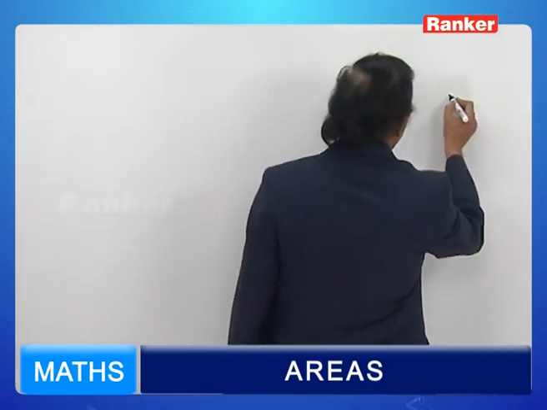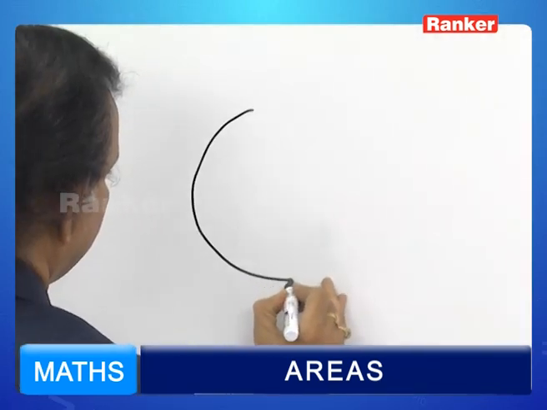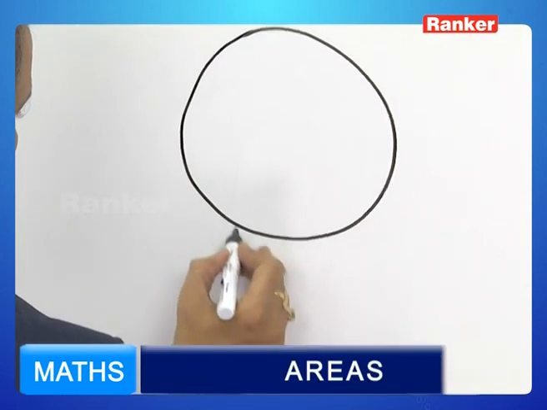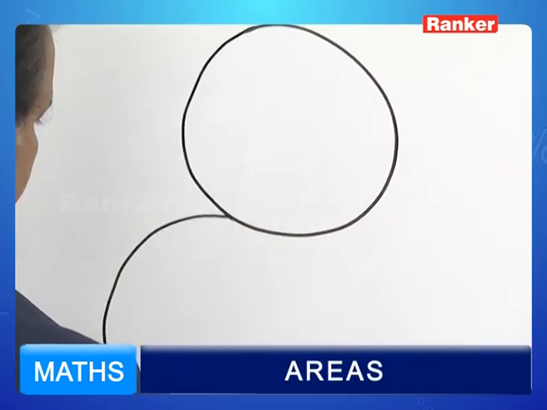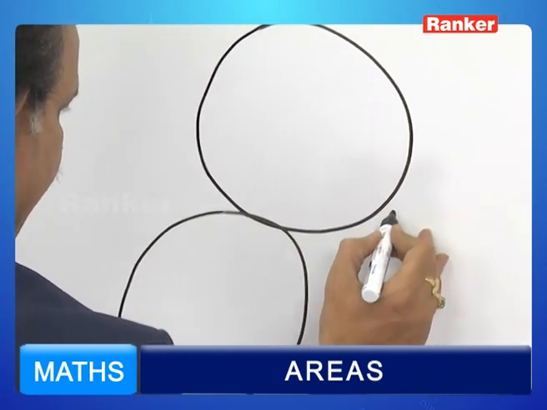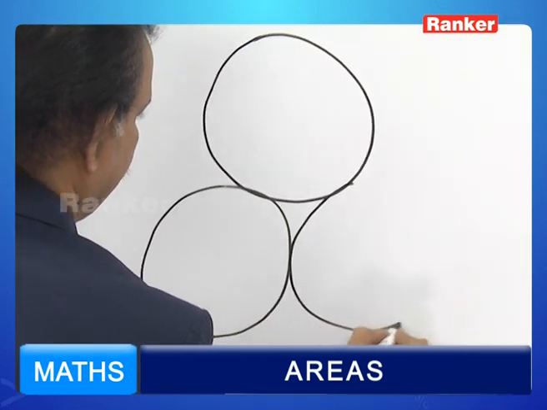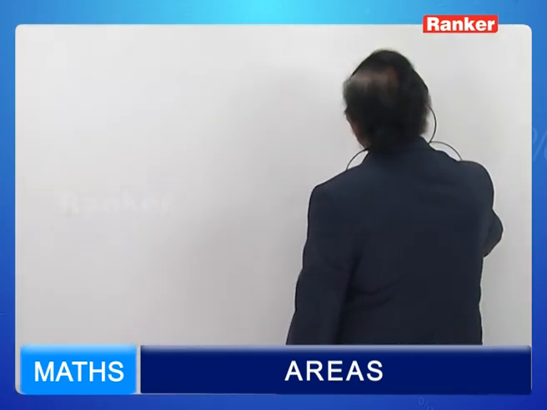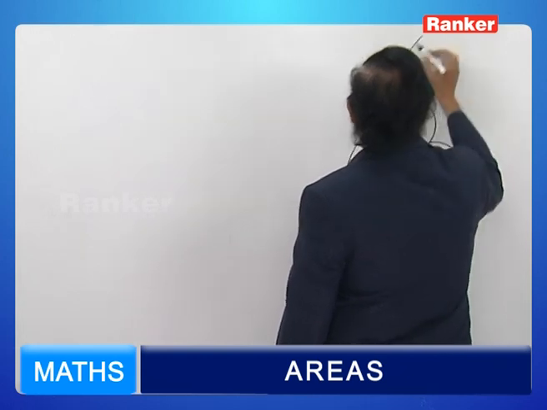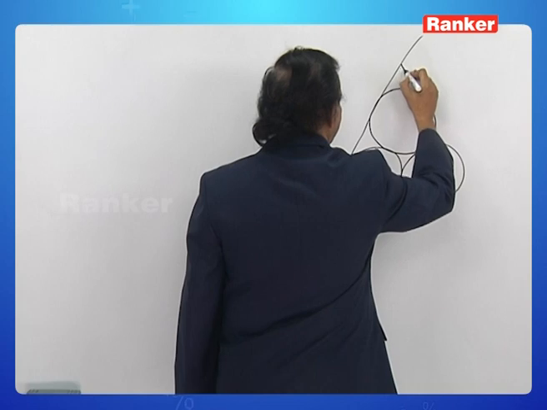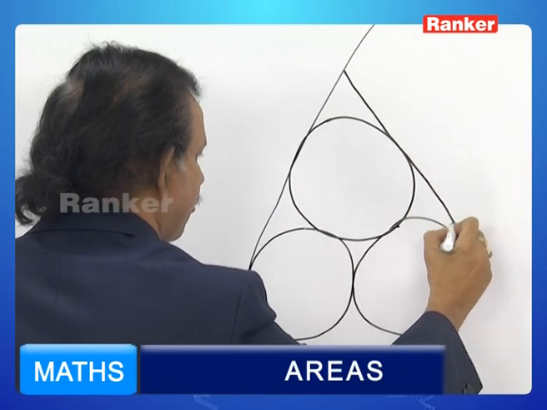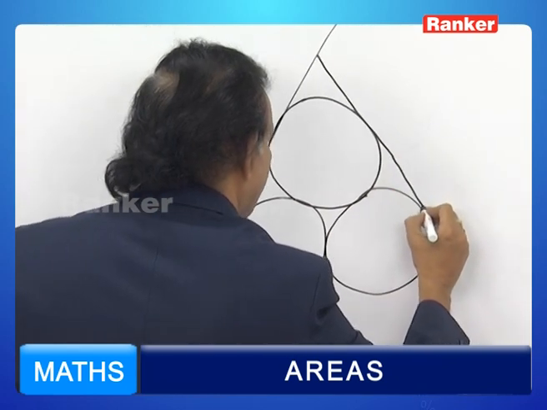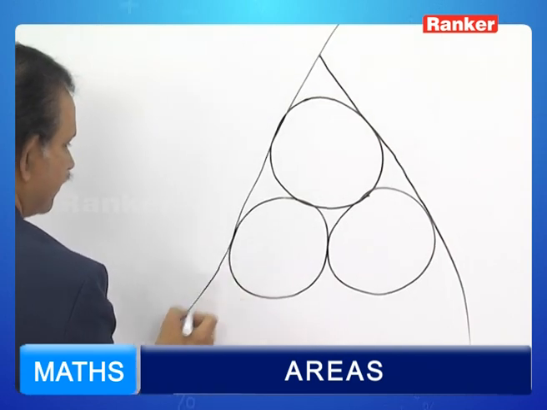Okay, let us try to draw. This is 1 coin. This is another coin. This is the 3rd coin. This is a common tangent. Another common tangent. And the 3rd common tangent.